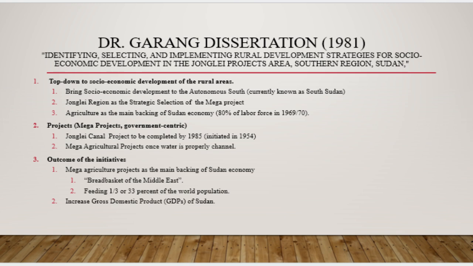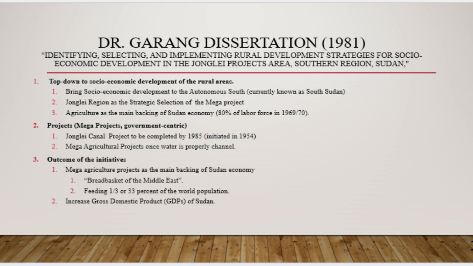And the approach with Dr. John Garang's dissertation was a top-down approach. And the project was a mega project. So it's a multinational project between Sudan and Egypt and other Arab countries that may need some agricultural products. So the Jonglei Canal projects were to be completed by 1985.